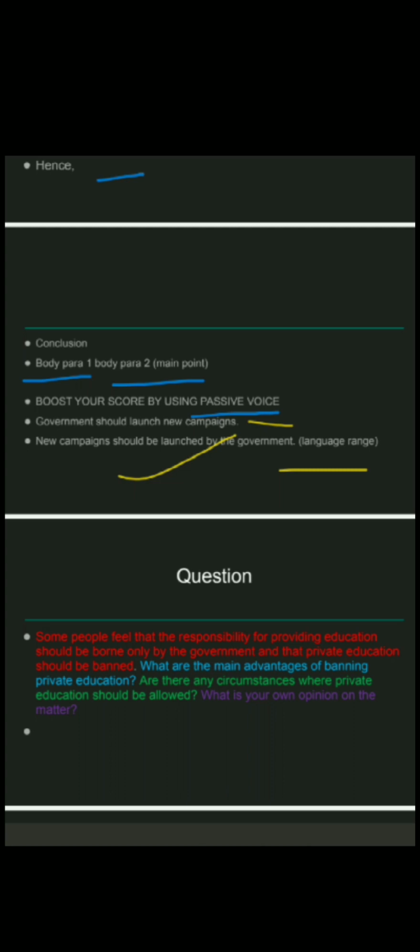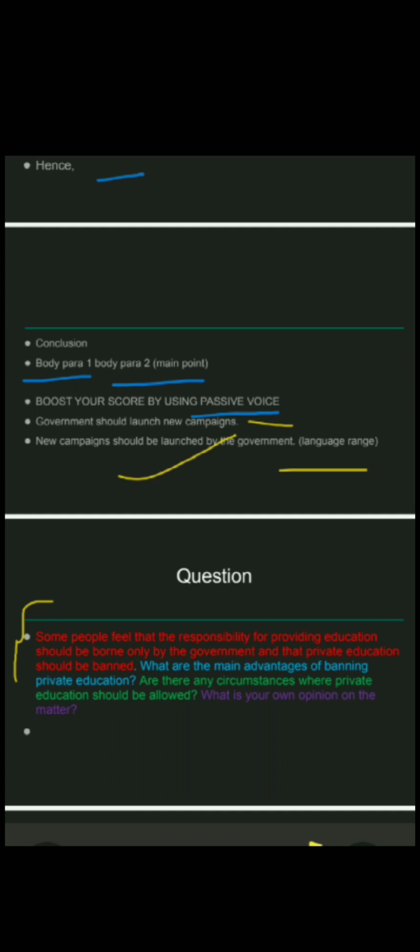You have to understand the statement which is given in red. So what is the meaning of this statement? They are saying that all the responsibility of teaching students should be the government's, and private schools and private colleges should be banned. So what will be the advantages of banning private education? Or the second question, are there any circumstances where private education should be allowed? What is your own opinion?